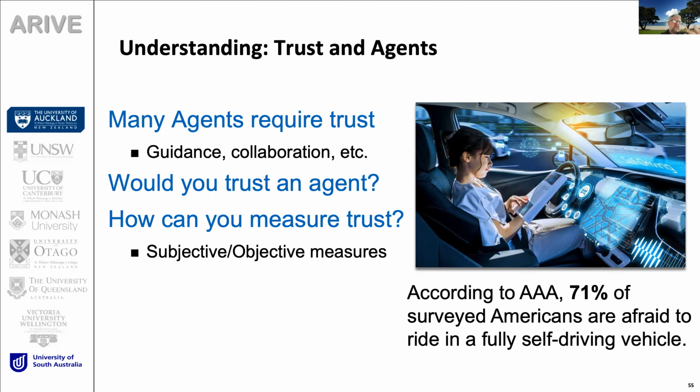So we want to look at, can we have some way to measure trust and then use that to adapt the system to us. So for example, if we are in a vehicle and we're not trusting what the vehicle is doing, maybe the car should talk to us and figure out why we don't trust it, or modify its behavior in some way to increase that level of trust.